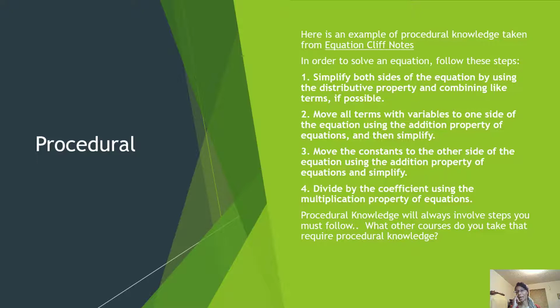So what I did, I will not read every one of these steps to you, but I just went to equation cliff notes and I copied a few of the steps to solve a particular problem. And this one says, in order to solve an equation, follow these steps. This is a perfect example of procedural knowledge. There are 4 steps there. You've got to do them in that order, okay?